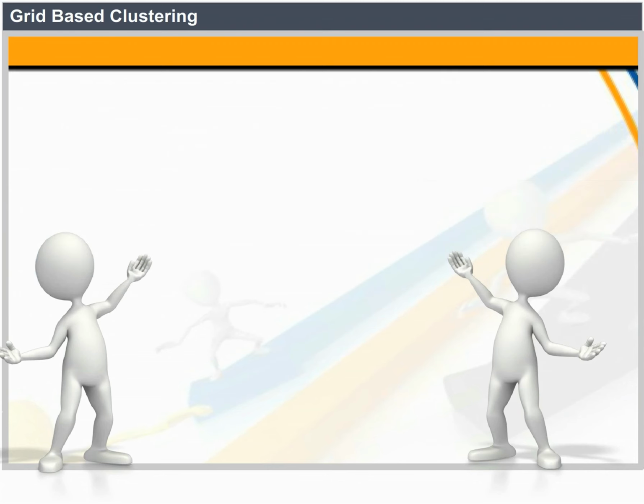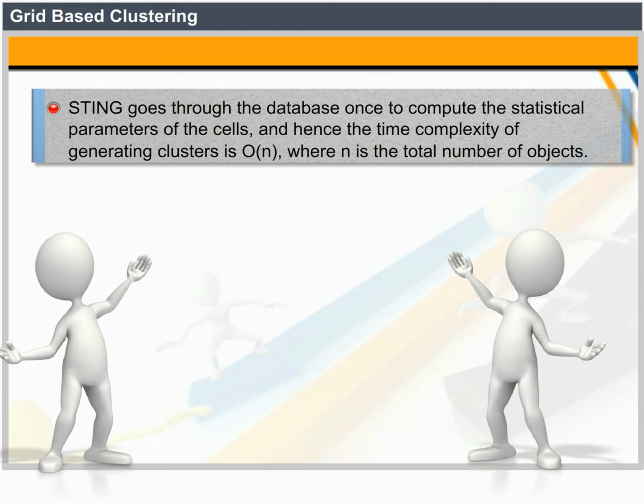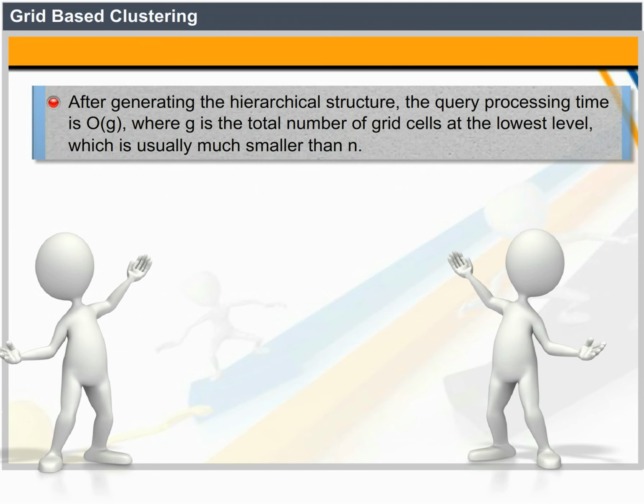STING goes through the database once to compute the statistical parameters of the cell, and hence the time complexity of generating clusters is O(n), where n is the total number of objects. After generating the hierarchical structure, the query processing time is O(g), where g is the total number of grid cells at the lowest level, which is usually much smaller than n.